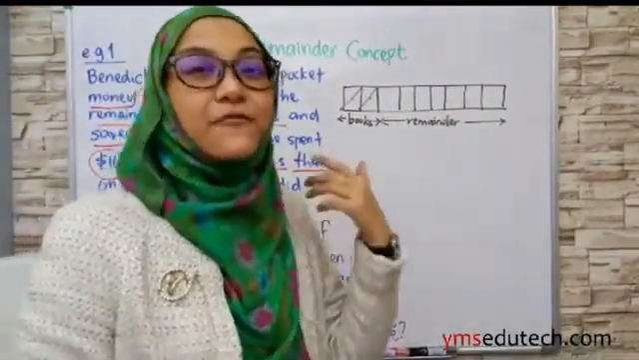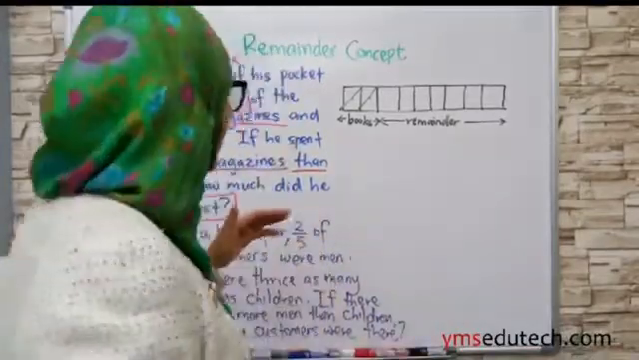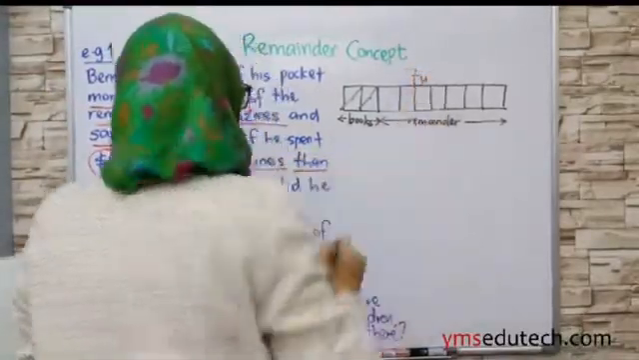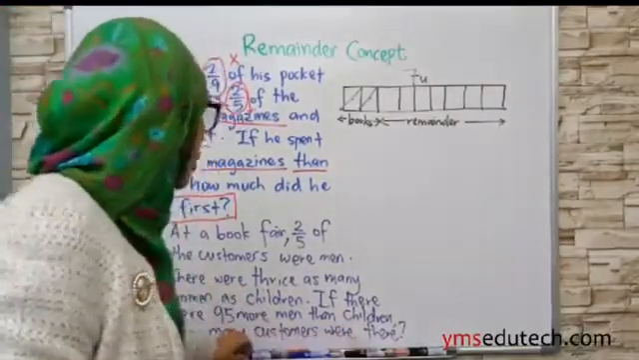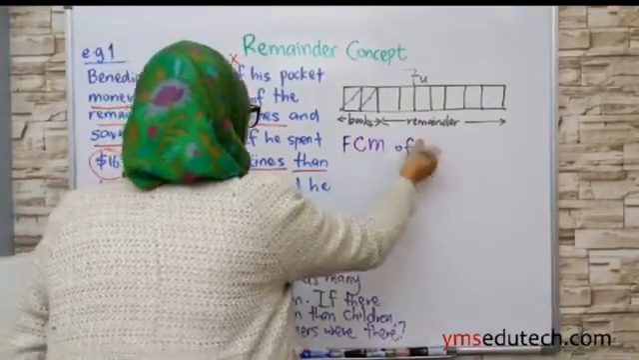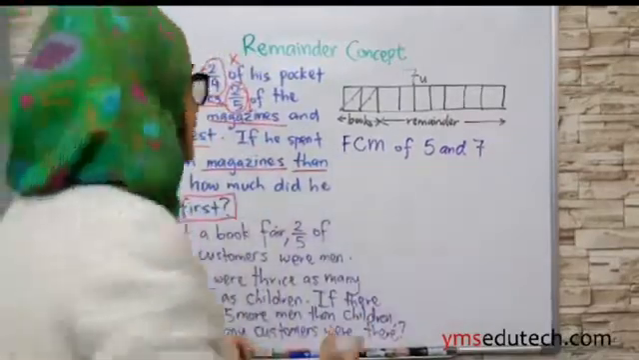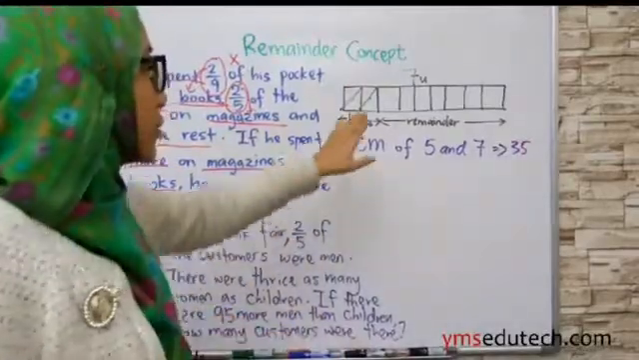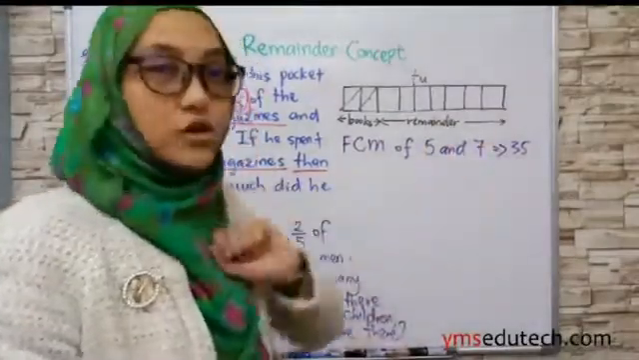So this is where the first common multiple or the lowest common multiple comes in handy. Based on the model, there are 7 units. Based on the question, there are 5 units. So we need to find the first common multiple of 7 and 5. First common multiple of 5 and 7. So that will be 35. Which means these 7 units has to be cut into 35 units.